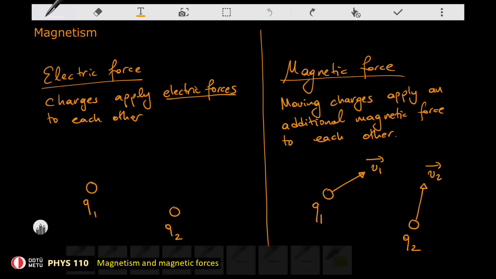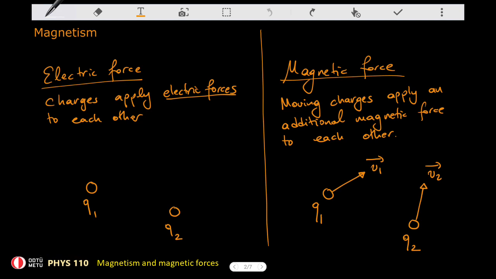So let me also show them in the vector language. In the case of electric force, we know by Coulomb's law that they either attract or repel each other. I'm writing the magnitude in here. I'm describing only the case where these are like charges, so there's a repulsion in here. But there's an electric force when there are two charges. It doesn't matter whether the charges are moving or not. So this electric force is there.